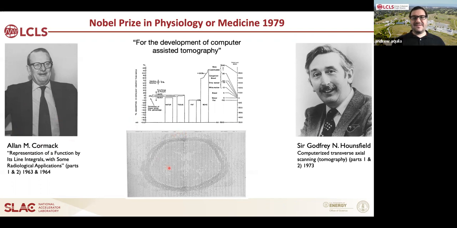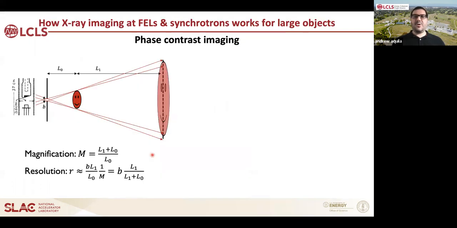This is a picture of one of the first CT scans where you actually see the numbers in the boxes, where they actually did a printout of the boxes. It's very fascinating, the history of this subject. But we're not here for that. We're here for synchrotrons and FELs, mostly FELs.